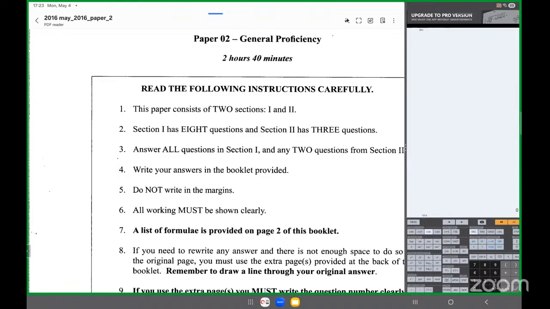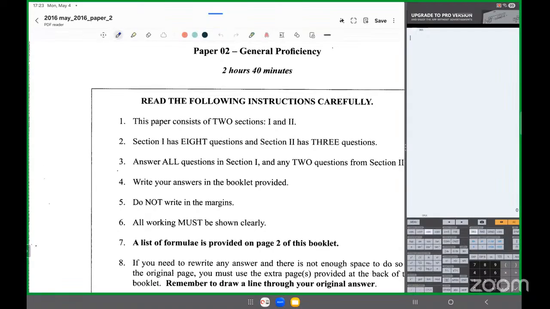Good. I'm online. Can you hear me? I see the screen clearly. Students online, can you hear me? Can you see the screen? Oh, thumbs up means good. All right, cool. All right, let's do this paper.